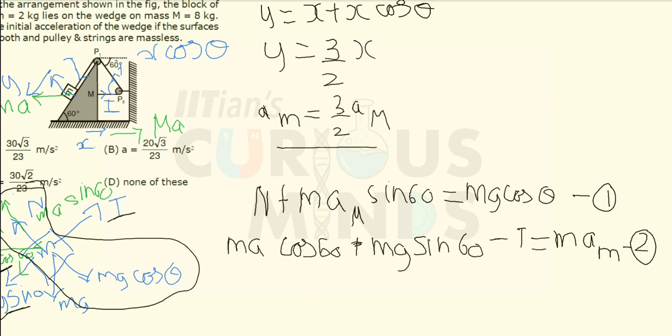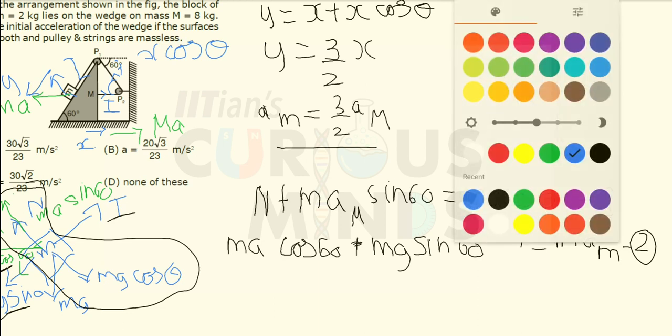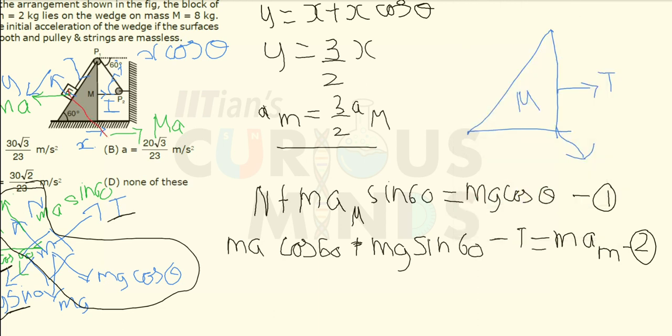Let us write down for the larger block. For the larger block, the mass is capital M. There is a tension force which acts in this direction. There will be a normal force which will act in this direction. That is basically the reaction force of this normal force. So there will be a normal force in this direction.